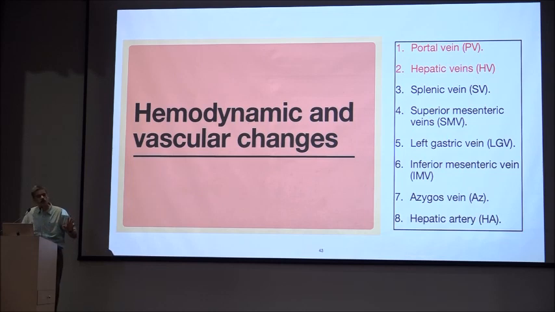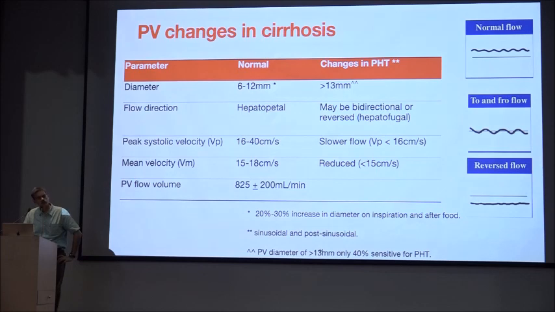So we can also do a lot of hemodynamic and vascular evaluations of all of these vessels in EUS. I shall just mention the portal vein and hepatic vein. These are the portal vein changes in cirrhosis, which you should know. It basically dilates. The flow can stagnate, flow can go to and fro, or flow can reverse. The peak systolic velocity goes down, the mean velocity goes down.